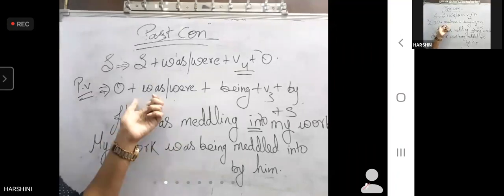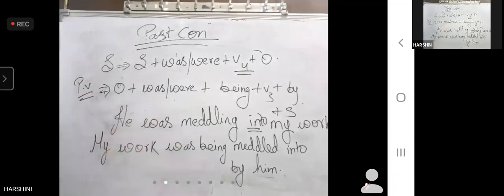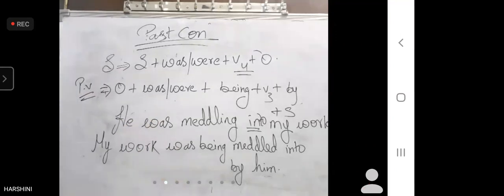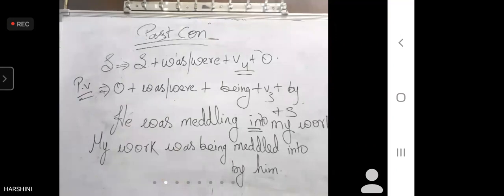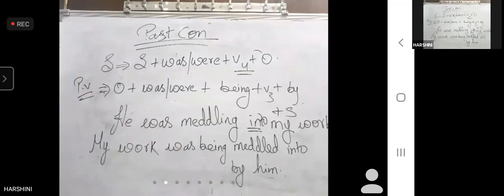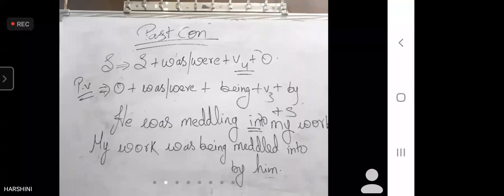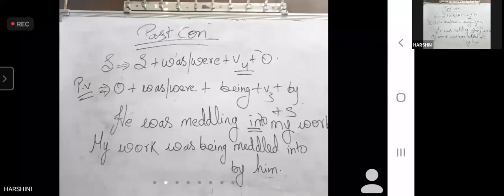Okay. So this completes your past continuous. Make a note first. Ma'am, can well be written before also, like the work was being well done? No. Well done is wrong. Done well is okay.